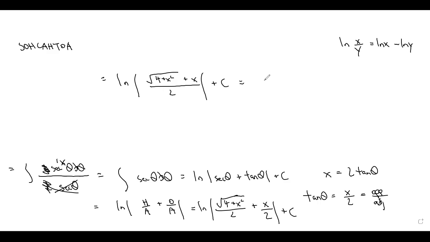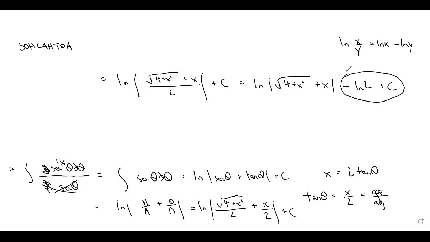And then you could do something kind of cool. So ln of absolute value of the square root of 4 plus x squared, plus x, and then minus ln of 2 plus c. And the reason this is a cool simplification is because now you could take this part right here and combine them into one term.